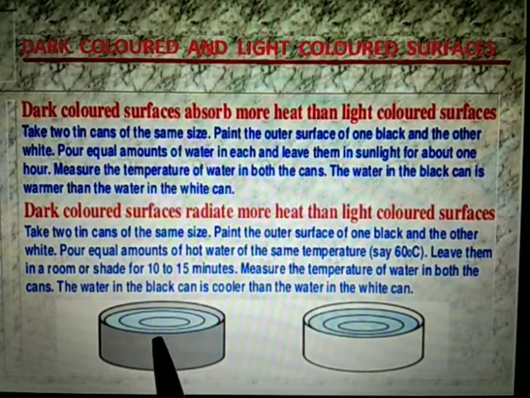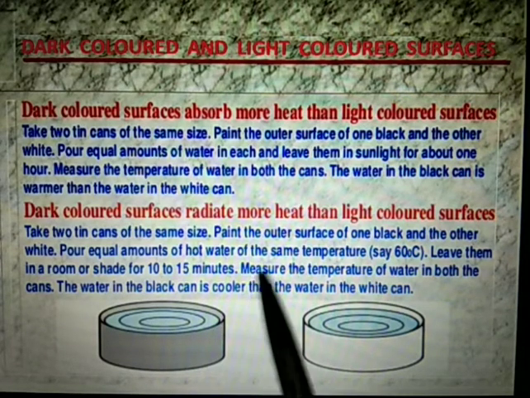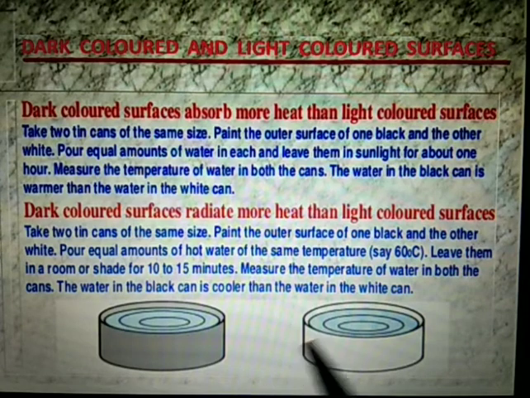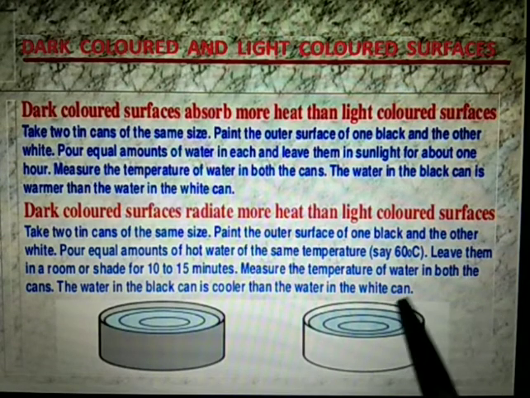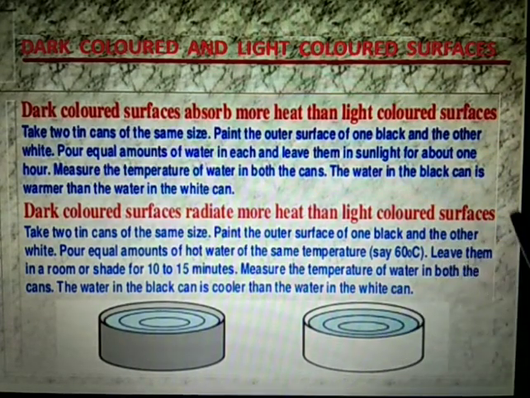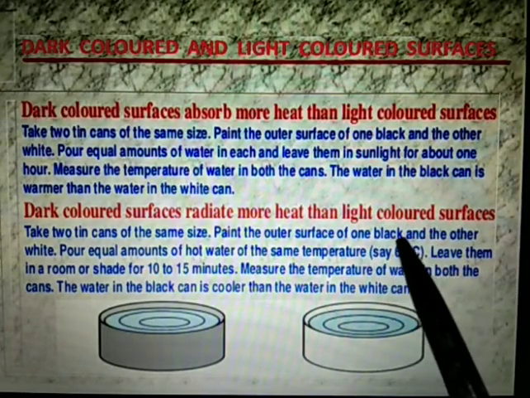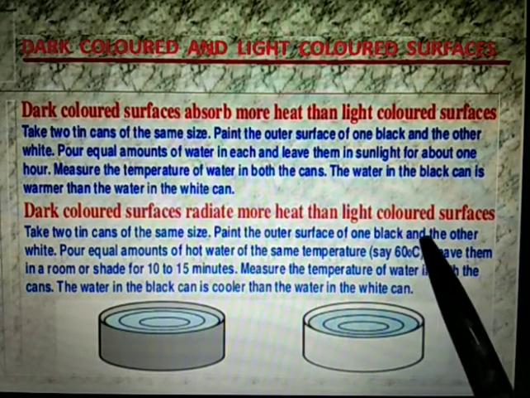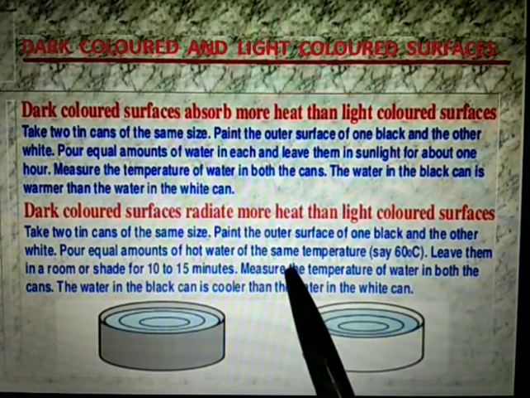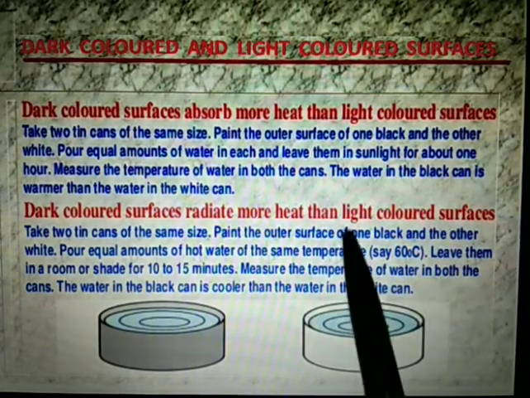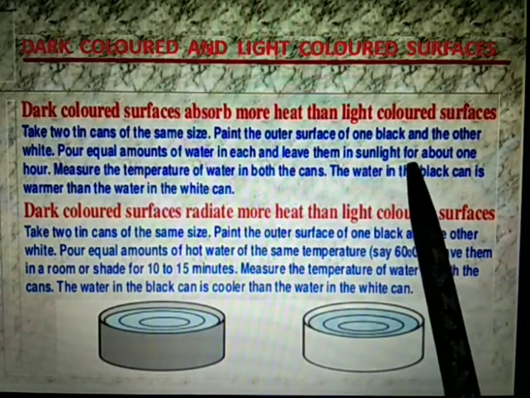Because dark colored surfaces absorb more heat, and examples of this are the pipes of solar heaters. If you see the pipes of solar heaters, those who have them at home have seen them, and the solar cookers are painted black from outside. Why are they painted black? Because they can absorb more and more radiation from the sun. Is it okay? That is why they are painted black from outside.